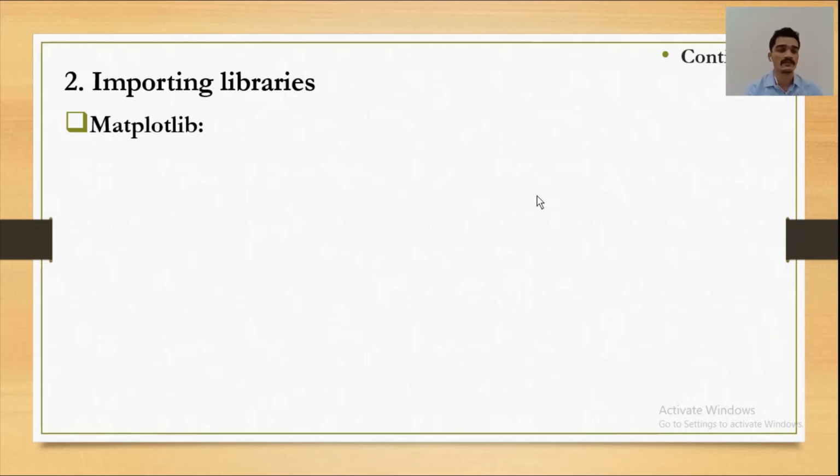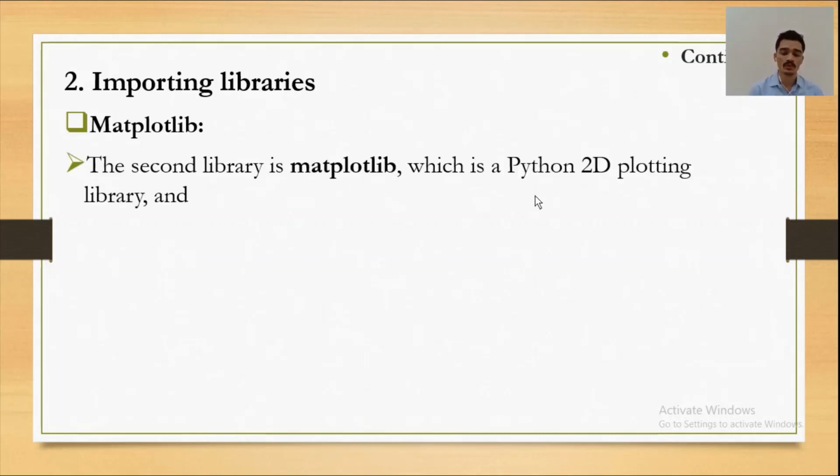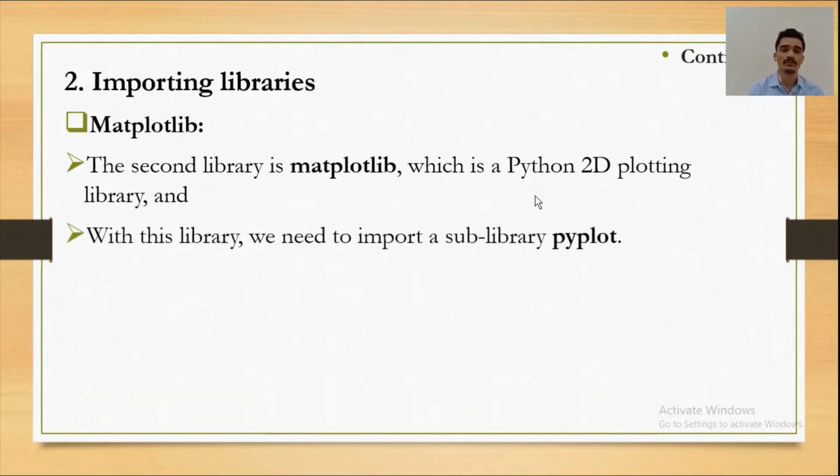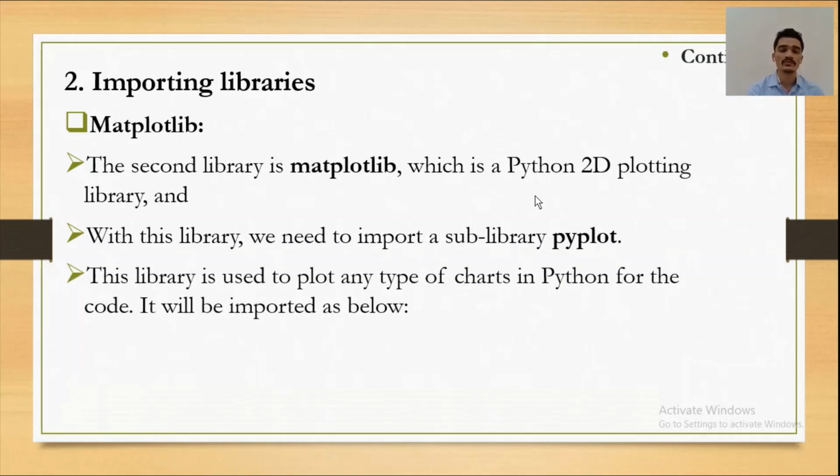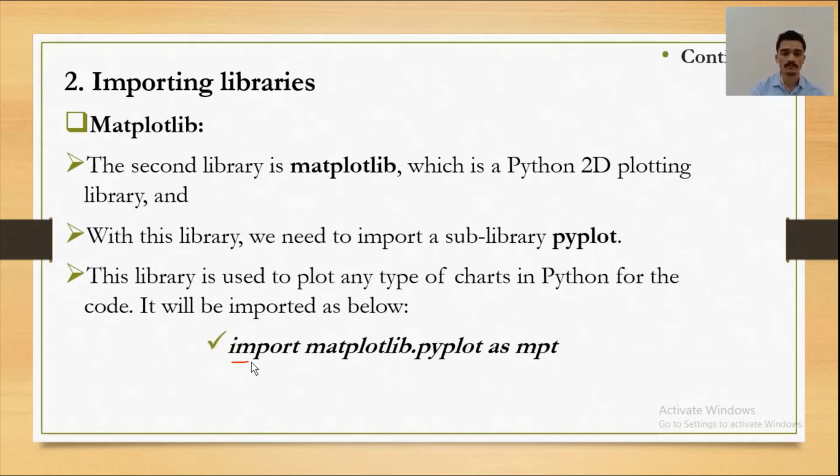Second library is matplotlib. Matplotlib is used as the Python 2D library, and with this library we need to import the sub library as pyplot, and this library is used to plot any type of charts in Python code. And the command for this library is import matplotlib dot pyplot, which is a sub library, as mpt.